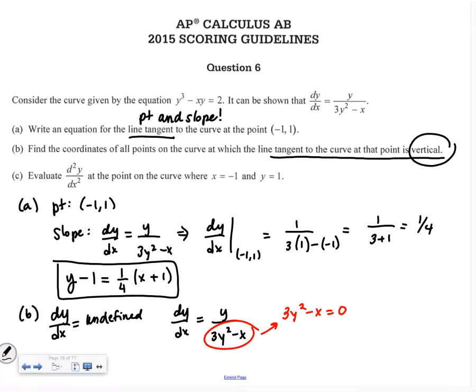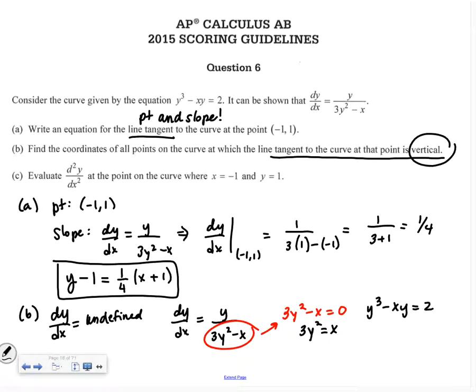So we end up getting that 3y squared is equal to x. So this is one equation that has x and y. We need another equation that has x and y. Well, these are all points on the curve, y cubed minus xy equals 2, right? So we have another equation. Oops, I don't know why I wrote x cubed. We have y cubed minus xy equals 2.